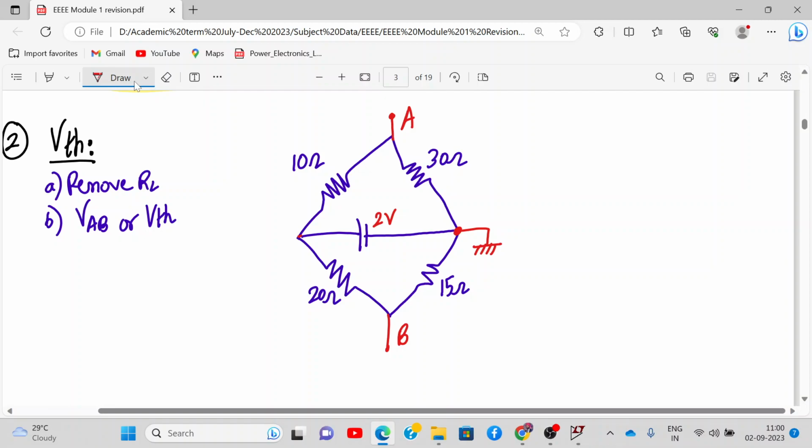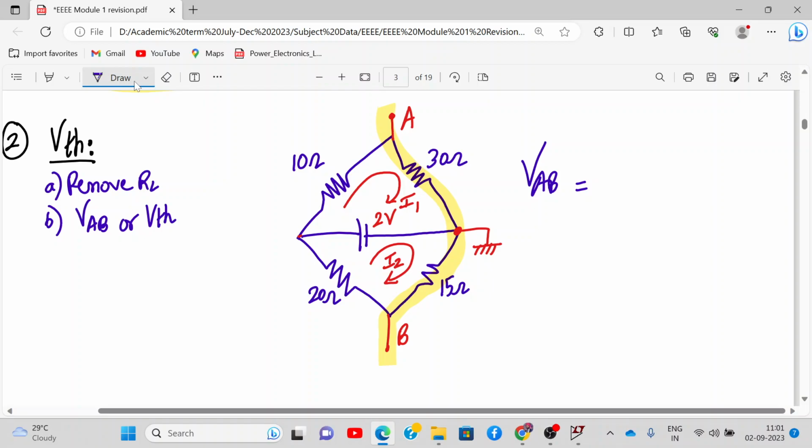Now, how do you calculate VAB? I told you before, you start from below. You start from down B and then go up. Now, let me call current flowing in this loop as I1, current flowing in this loop as I2. Now, tell me what is VAB? You're going from down to up. Do we have to use mesh analysis? I am telling you from here. How much is VAB?